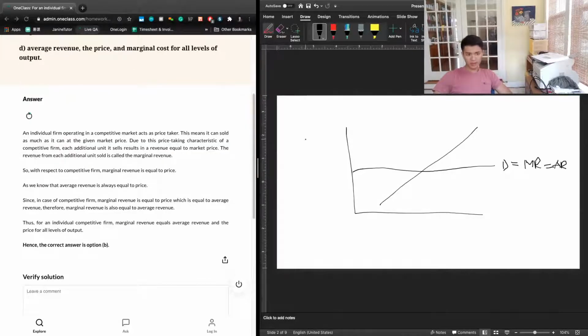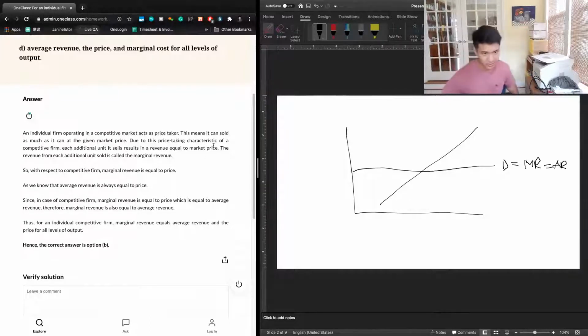And the explanation that the previous tutor gives says that an individual firm operating in a competitive market acts as a price taker. This means it can sell as much as it can at the given market price. Due to this price taking characteristic of a competitive firm, each additional unit it sells results in revenue equal to market price. The revenue from each additional unit sold is total marginal revenue. So with respect to competitive firms, marginal revenue is equal to price.